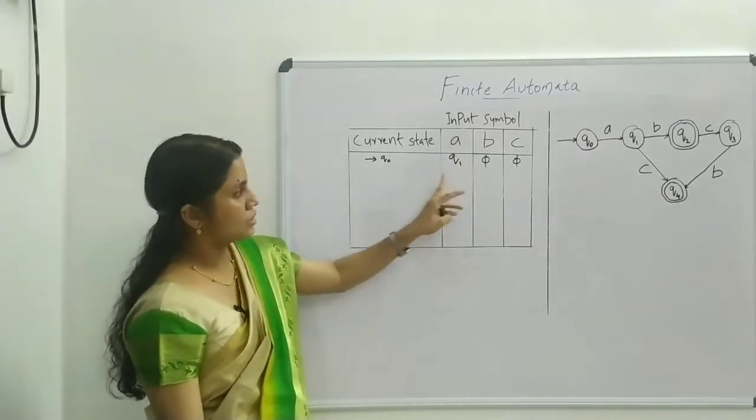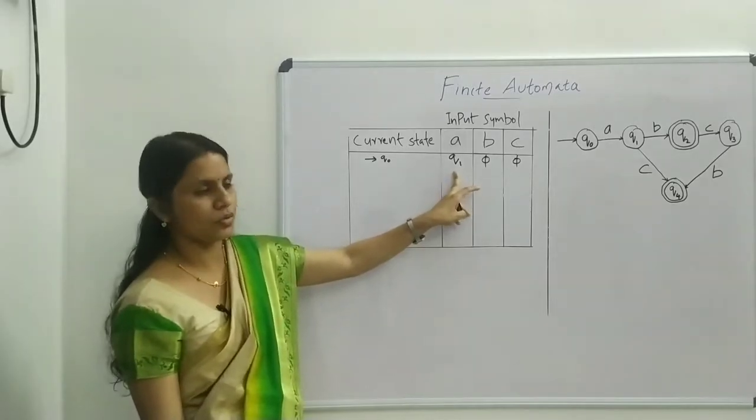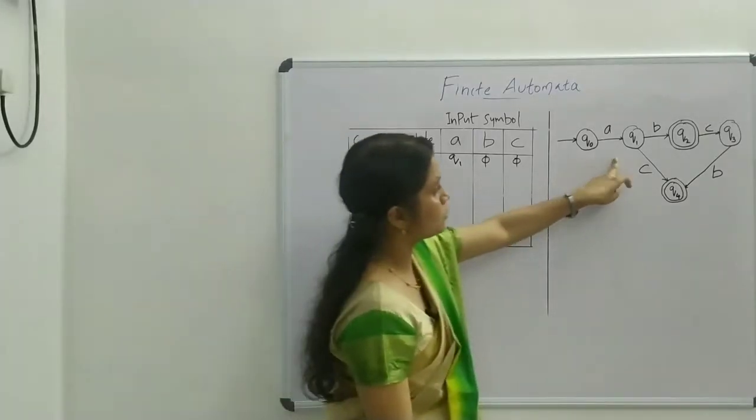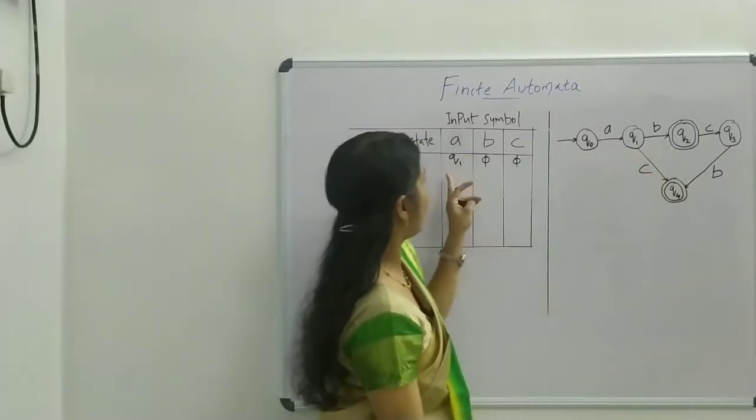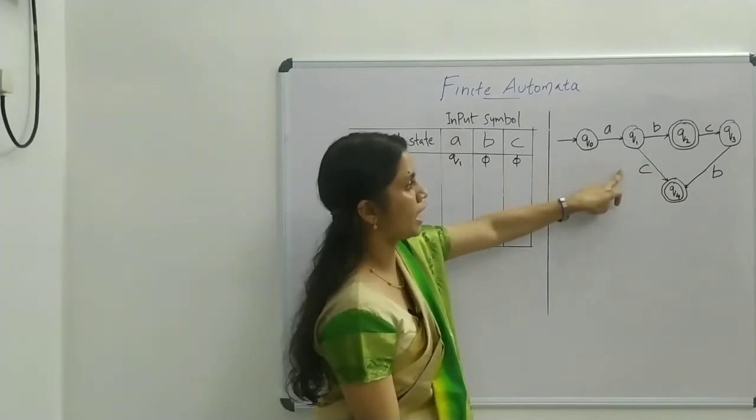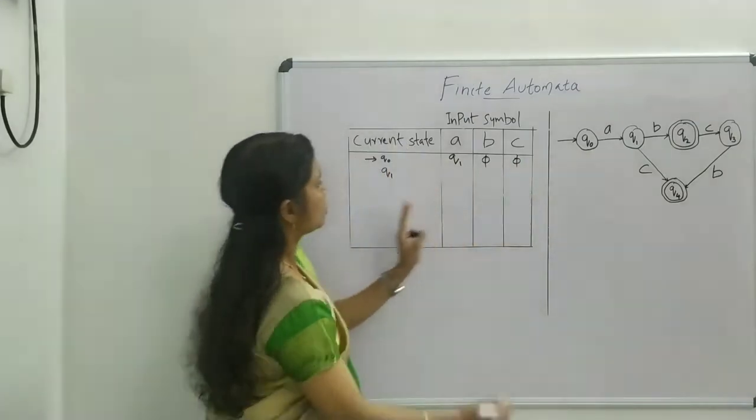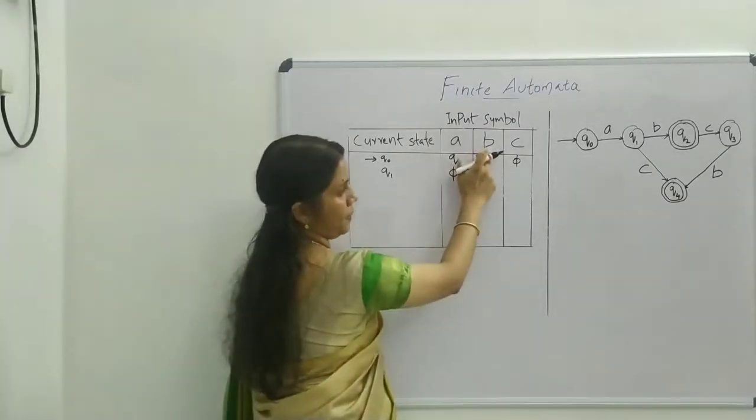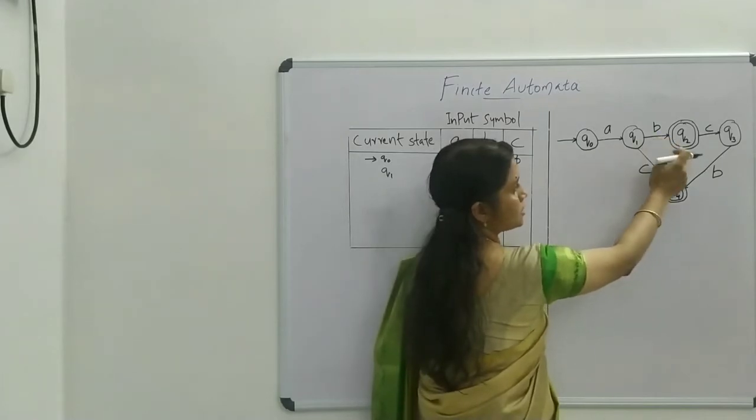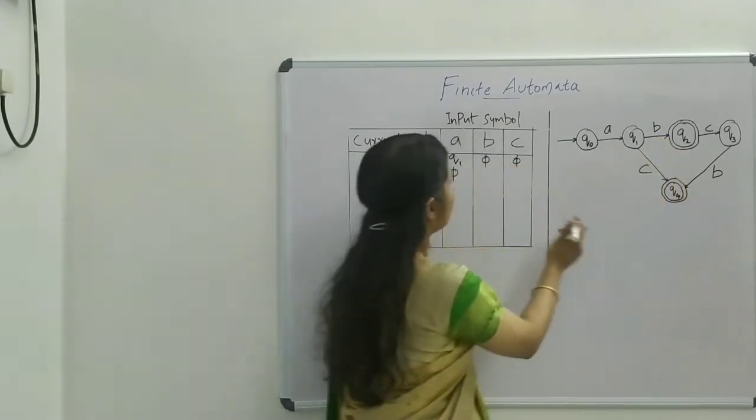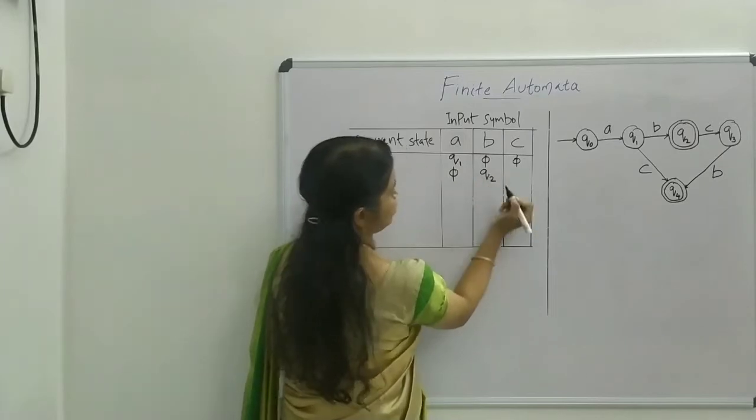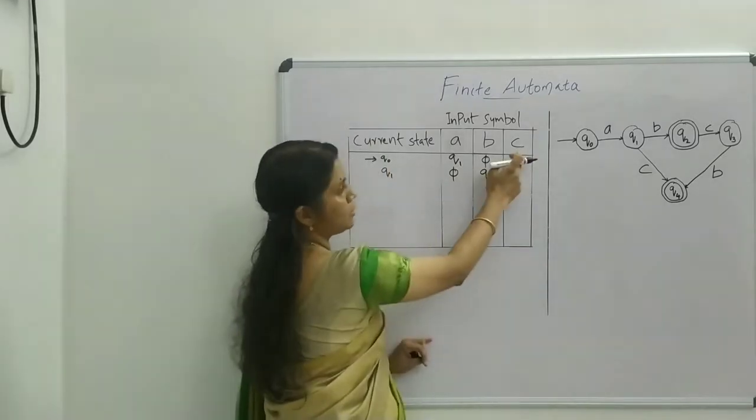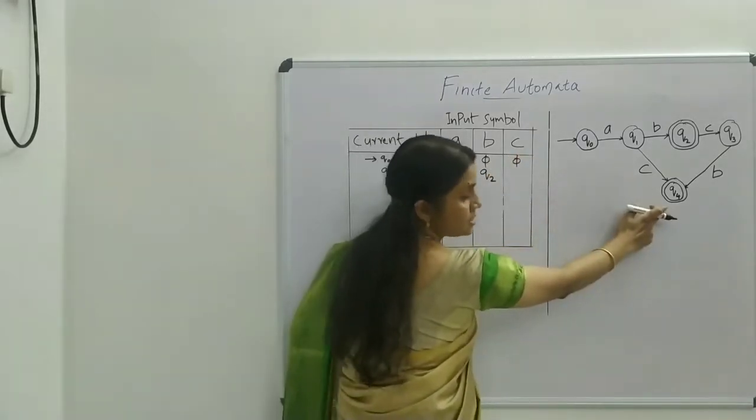Then next the current state is Q1. Is there a transition for Q1 on input symbol A? No, so for Q1 on A no transition is there. Then Q1 on B moves to the state Q2. Then Q1 on the input symbol C moves to the state Q4.